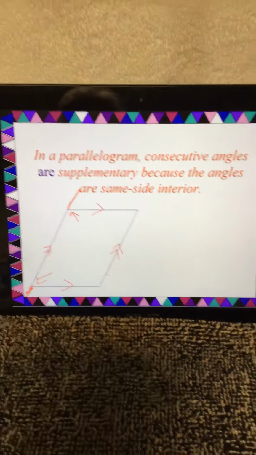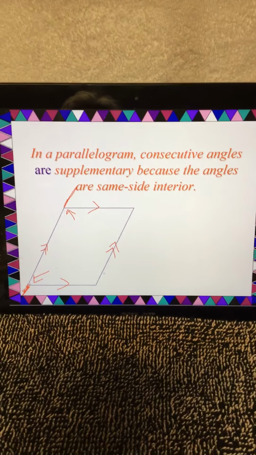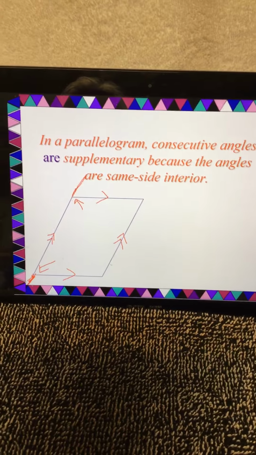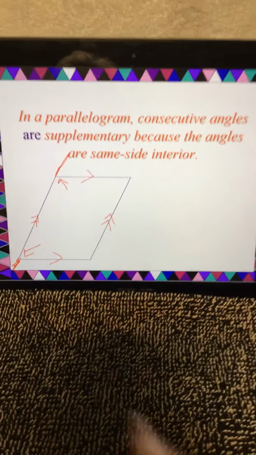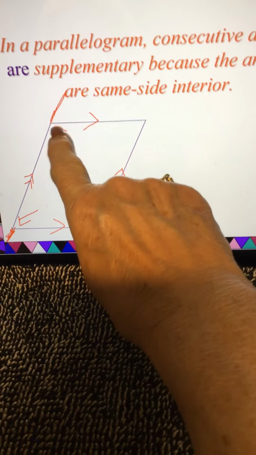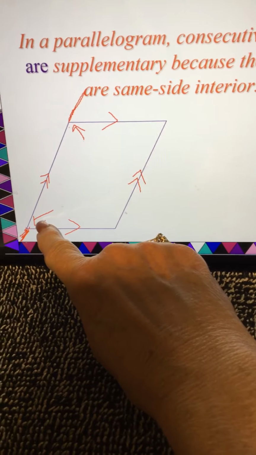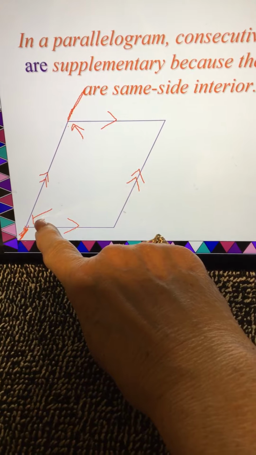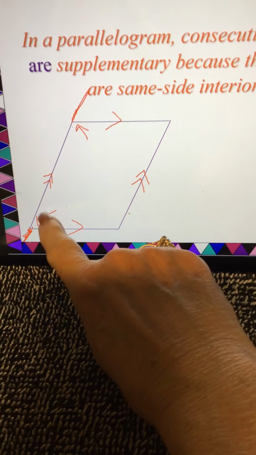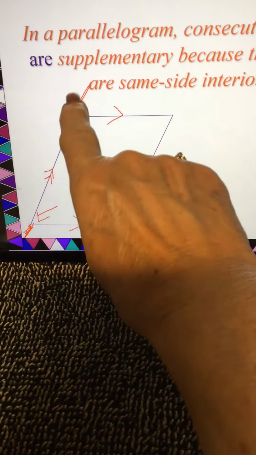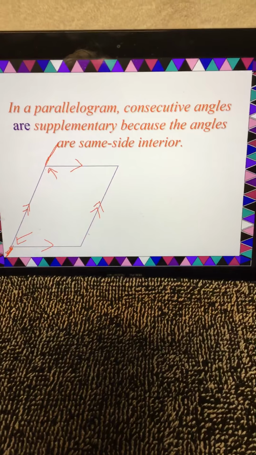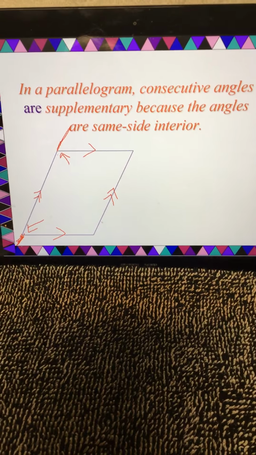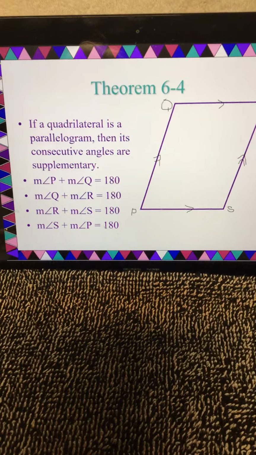So in a parallelogram, consecutive angles are supplementary because they are same side interior. So that means the angle here and here, when added together, have to equal 180. If I know the measure of one of them, I can find the measure of the other, because we're going back to that notion we've been working with all year, two angles being supplementary.